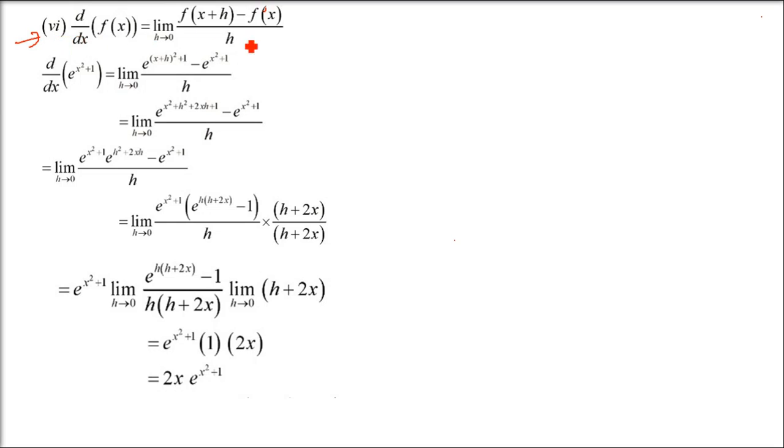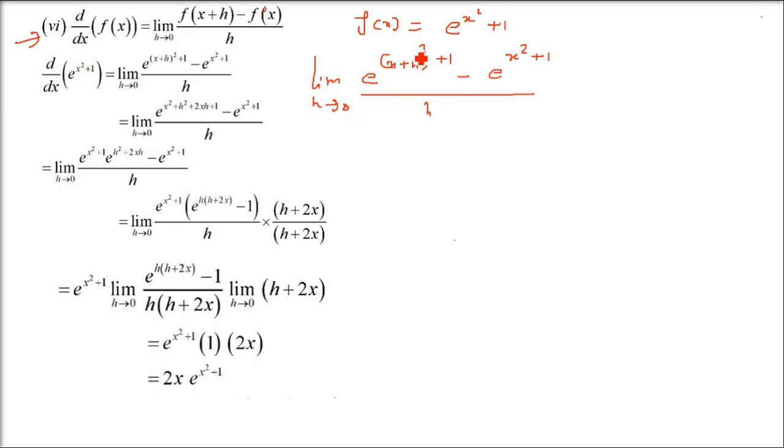Now the next question is sixth one. f(x) is given as e raise x square plus 1. So just make it e raise (x plus h) whole square plus 1 minus e raise x square plus 1, that is f(x plus h) minus f(x), and divided by h. So divided by h I'll use later. First let us solve this. This is limit h tends to 0 by h. So let us take this one.